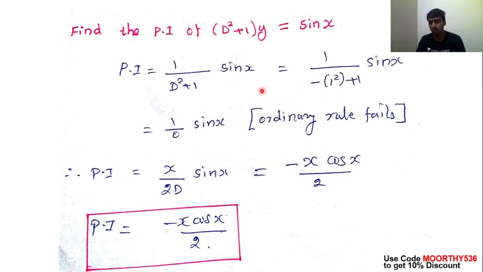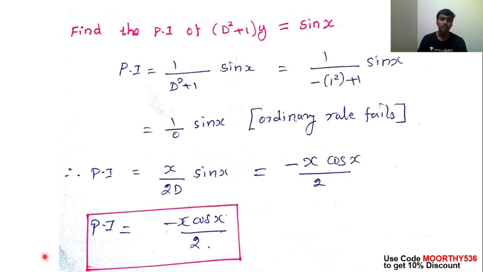As per the ordinary rule fails condition, the particular integral is obtained by multiplying x in the numerator, and the denominator is differentiated one time with respect to D. So 2D, and the differentiation of 1 is 0. Then 1 divided by D stands for integration. We integrate sin x with respect to x, and the integration of sin x is minus cos x. So minus x cos x divided by 2 is the particular integral of the given differential equation.